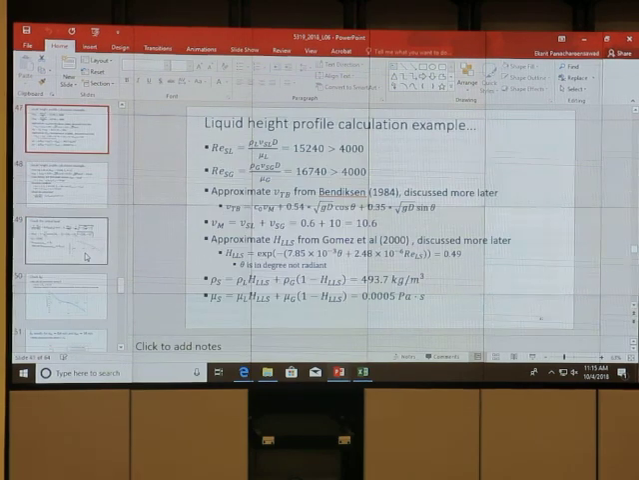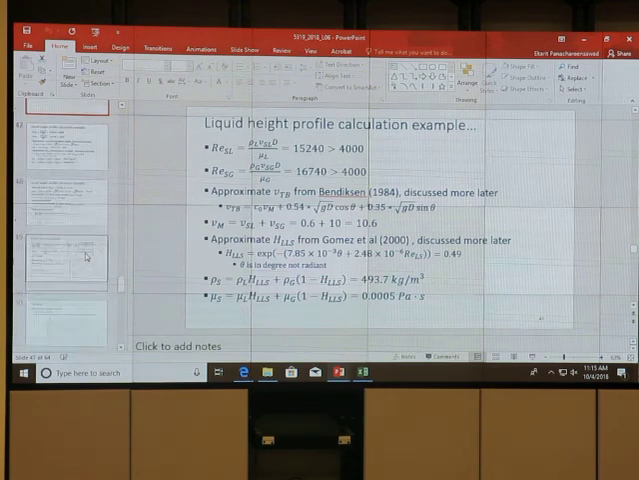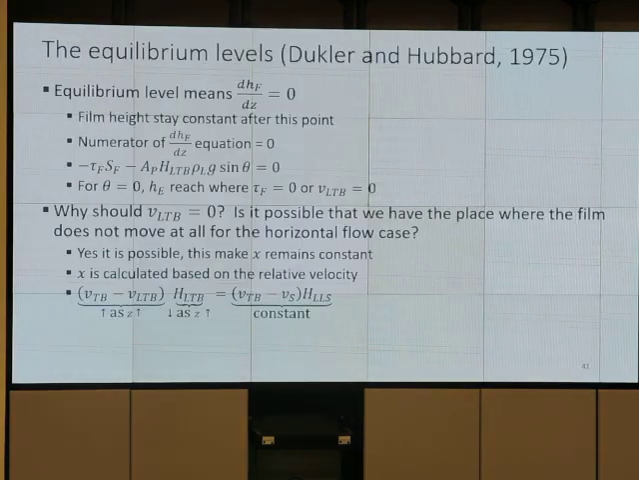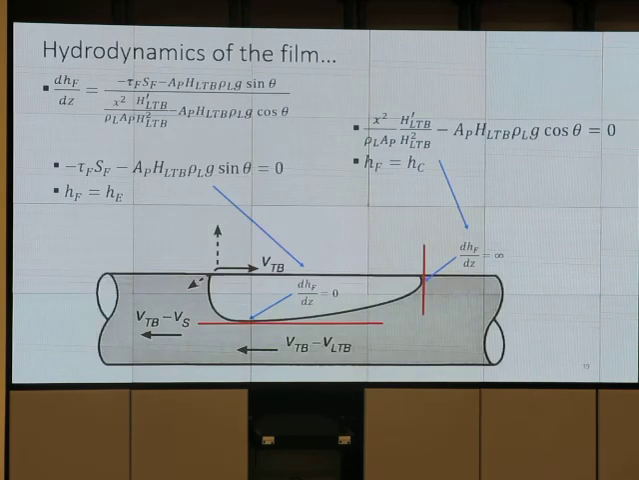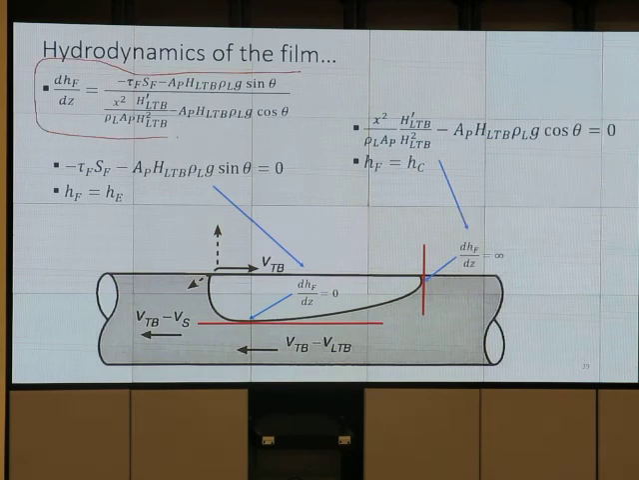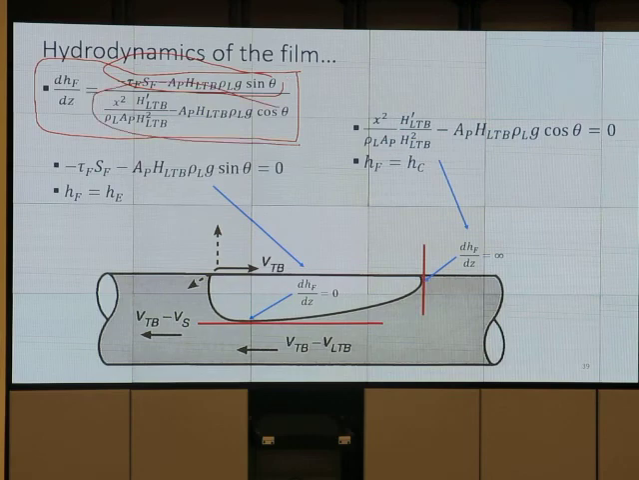So we have critical height. Did I talk about that? Yes? I showed the derivation of this equation, the Dukler-Hubbard model. Equilibrium height, equilibrium level. From the governing equation we derived together, we have that, right? From that, the top part shows me the equilibrium height. The bottom part is critical height. Critical height is where slope is equal to infinity. We have to start a little bit lower than critical height.